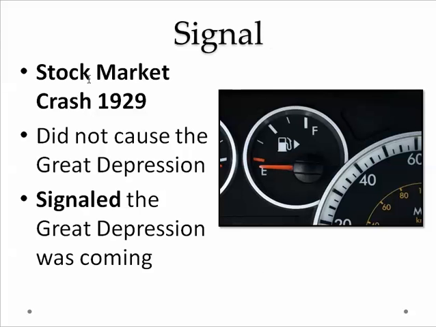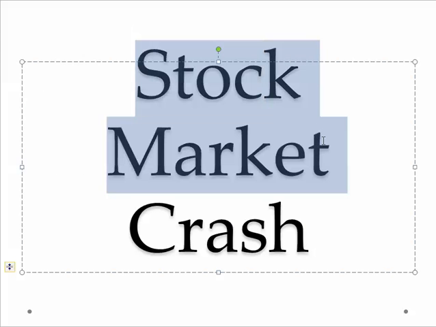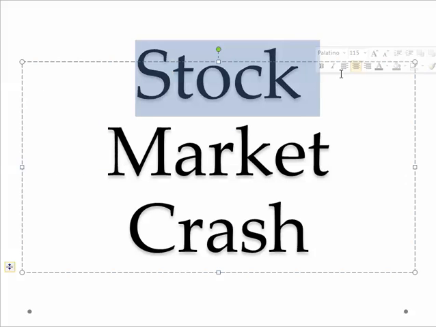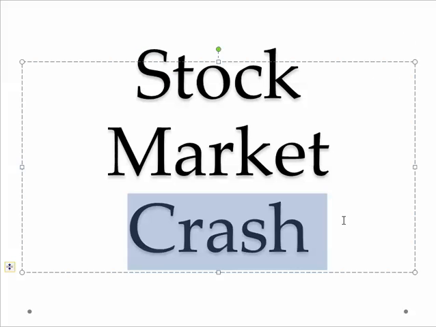So the stock market crash in 1929 was just an indicator the Great Depression was here, or that it was on its way. Okay. Now, what is a stock? What is the stock market, and then what is a stock itself? And then we need to talk about the crash. So, what is a stock?